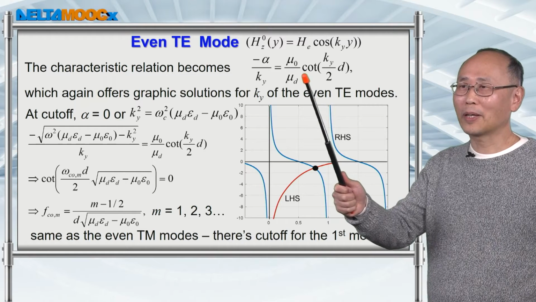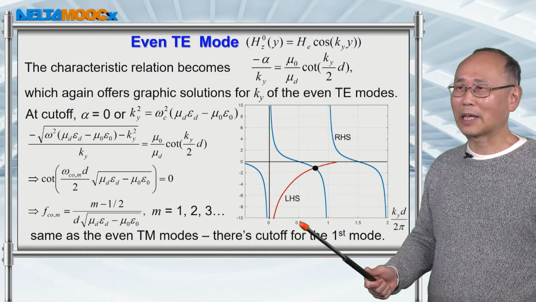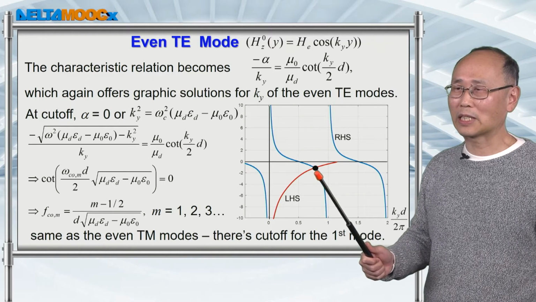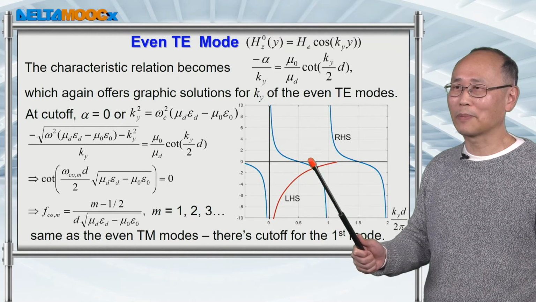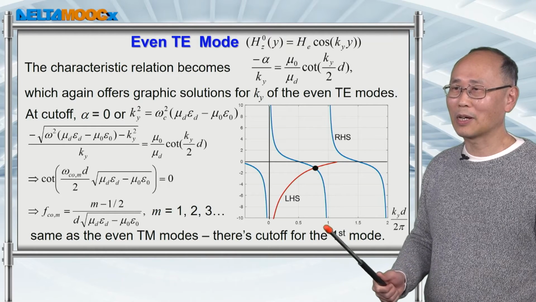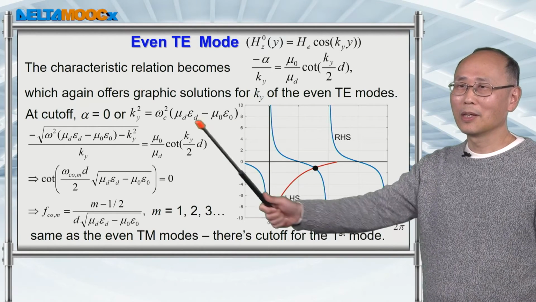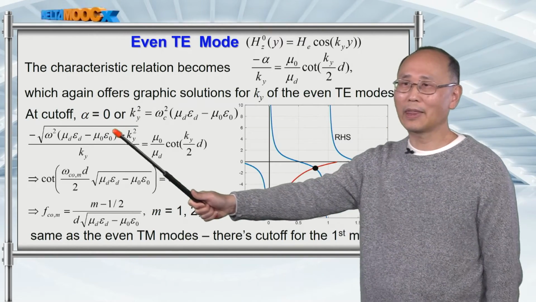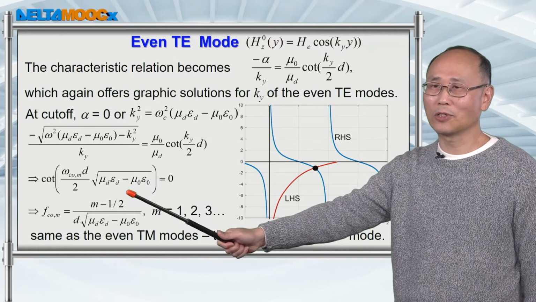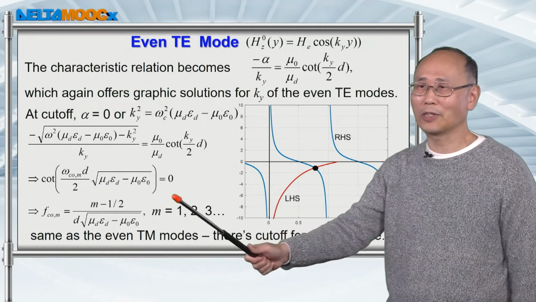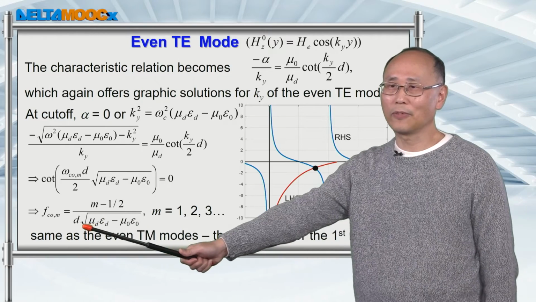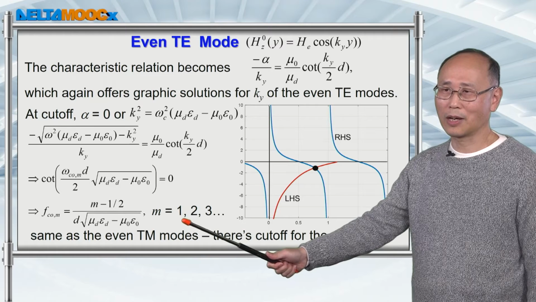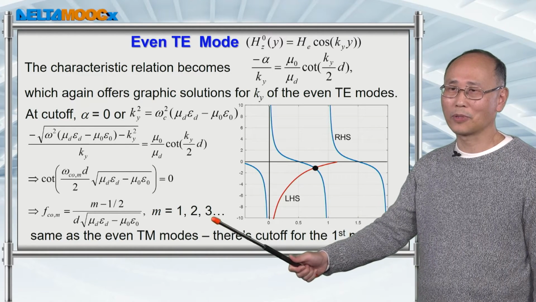So if you plot the right-hand side and left-hand side, then again you can generate this figure, and you look for the intercepting point of the red curve and blue curve to determine the solution for ky. And to find the cutoff frequency, you set this alpha equal to 0. Then you'll be looking for the solution of this cotangent expression equal to 0. So you can figure out the cutoff frequency for the mode number 1, number 2, and number 3.